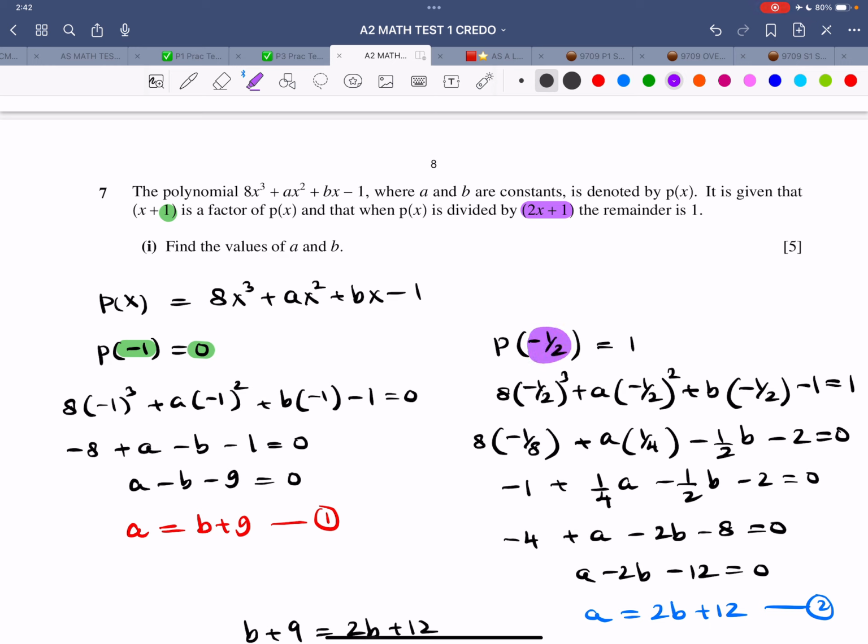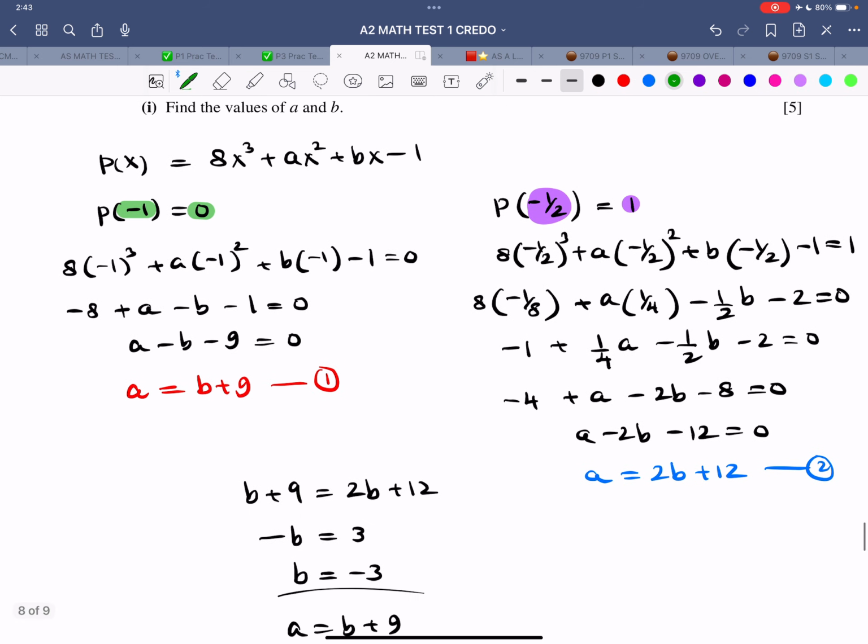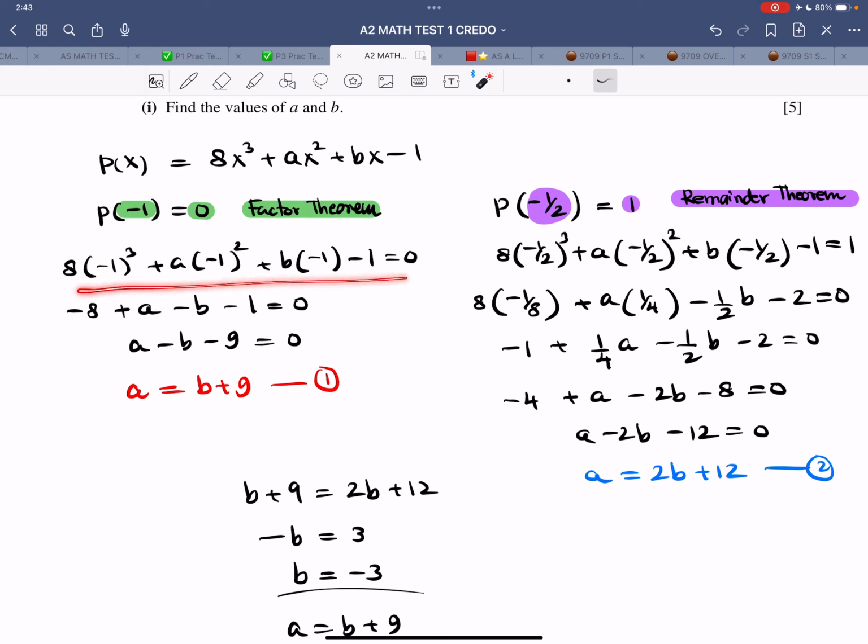Now the remainder is not 0 because this is not divisible. The remainder is 1, that is the 1 over here. So this one is an application of remainder theorem, and the other one is an application of factor theorem. Make your concepts very, very clear. Now the rest is all basic O-level arithmetic that you have been using all your life.